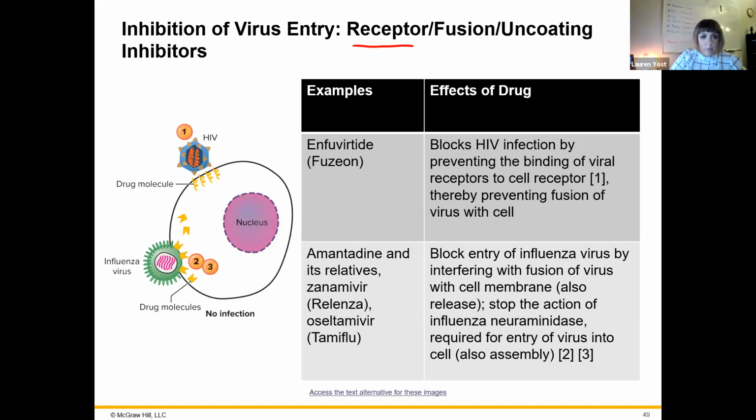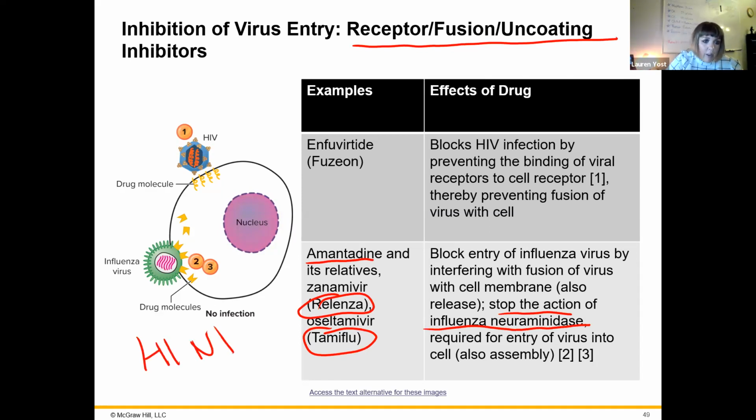So this is, by the way, receptor fusion and uncoating, keeping it from getting in, right? Amantadine. This is going to be Relenza or Tamiflu, so flu treatment here. These are going to stop the action of the influenza neuraminidase. If you've ever heard of H1N1 or H5N1, whatever it is, H is hemagglutinin, N is neuraminidase. And this is used by the virus to essentially break its way into our cells. And so if we can keep it from working, we can keep it from getting in.